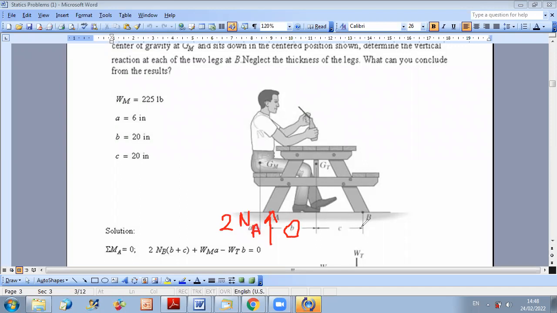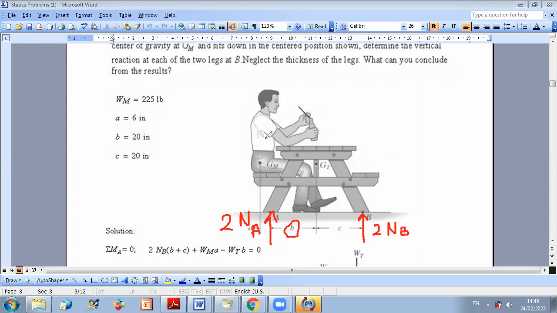And here also, because you have 2 legs, and always, as I told you, the reaction of contact, the normal, is perpendicular to contact. The contact line between the ground and the table is the horizontal line. So NA is up and NB is up. And because we have 2 legs, you have 2 NA and 2 NB. Now, what is the idea of design here?